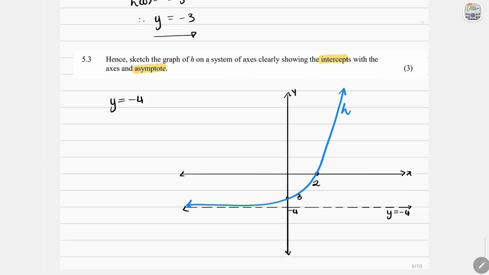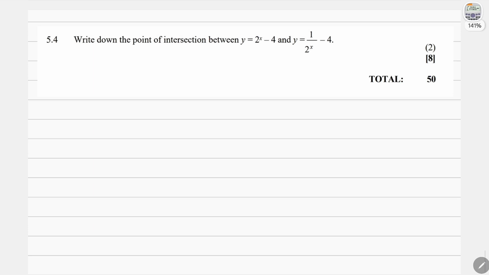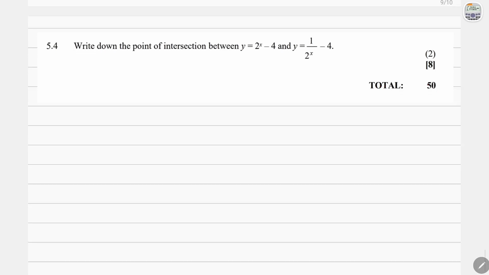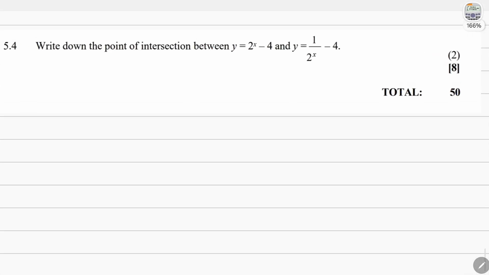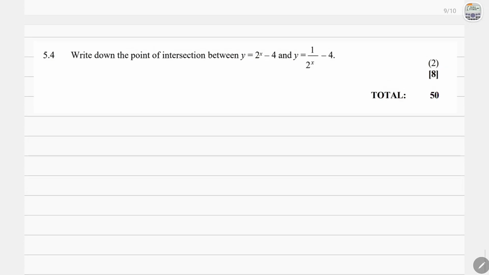Moving on to the next question. Question 5.4 says, write down the point of intersection between y equals 2 to the power of x minus 4. Okay, so that is our graph of h. And y equals 1 over 2 to the power of x minus 4. And this is for 2 marks. So where will these graphs intersect? Now because this is for 2 marks, you probably don't have to do much work. You can find it without actually thinking about it and just working with the fact that they said the point of intersection.